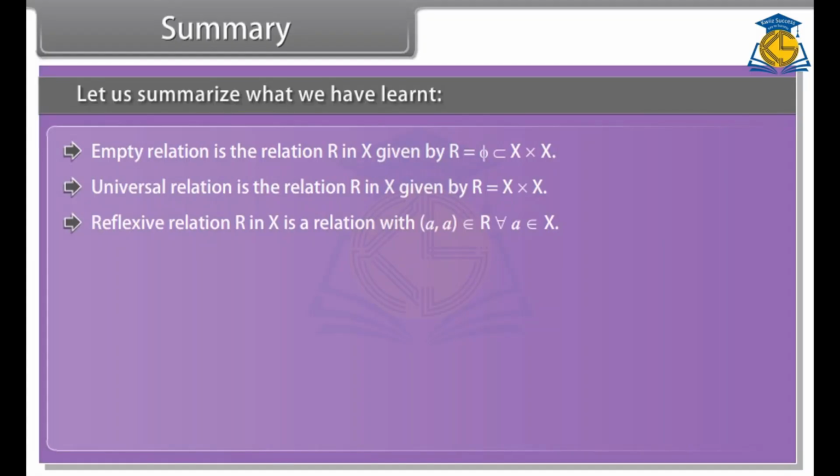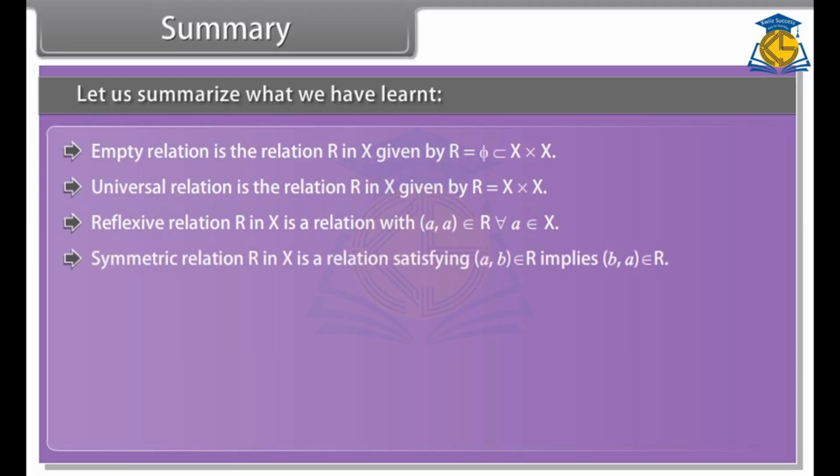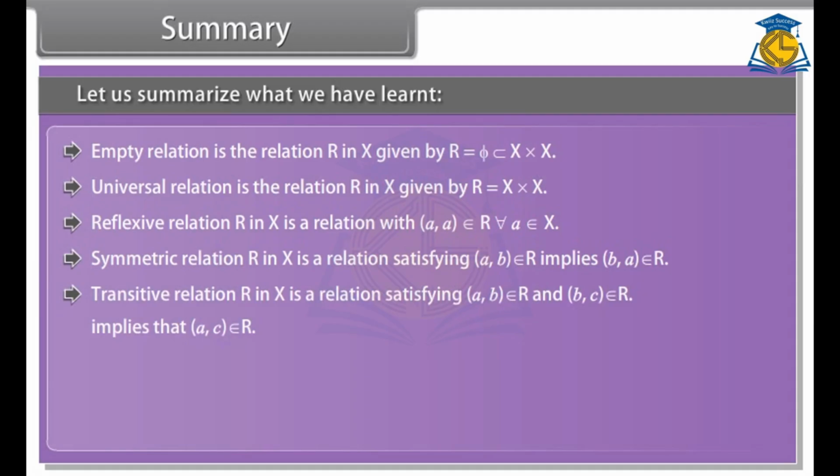Reflexive relation R in X is a relation with A comma A belongs to R for each A belongs to X. Symmetric relation R in X is a relation satisfying A comma B belongs to R implies B comma A belongs to R. Transitive relation R in X is a relation satisfying A comma B belongs to R and B comma C belongs to R implies that A comma C belongs to R.